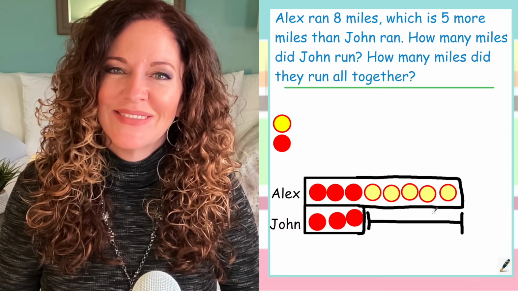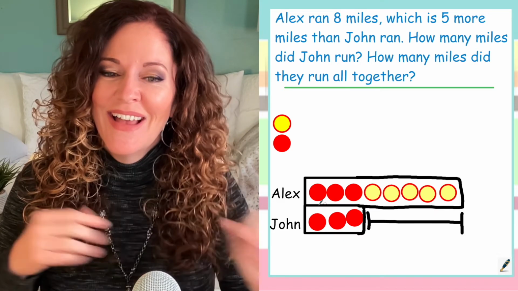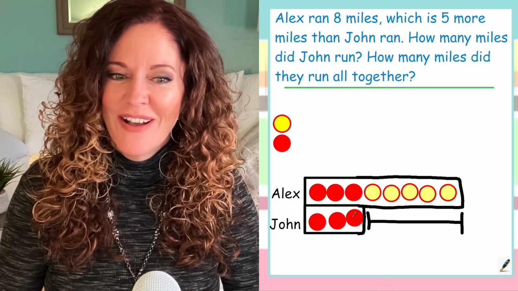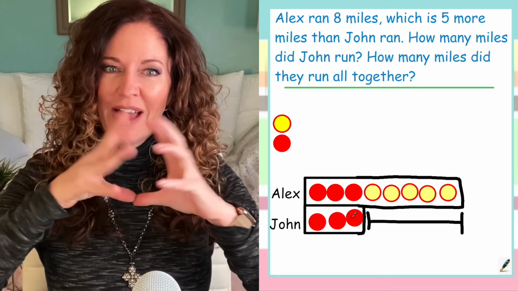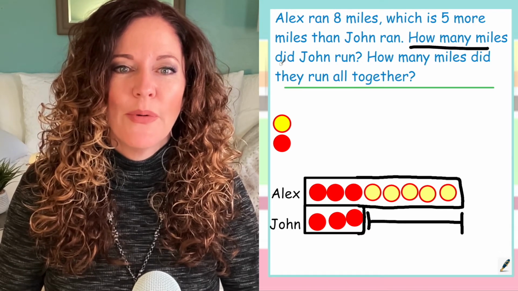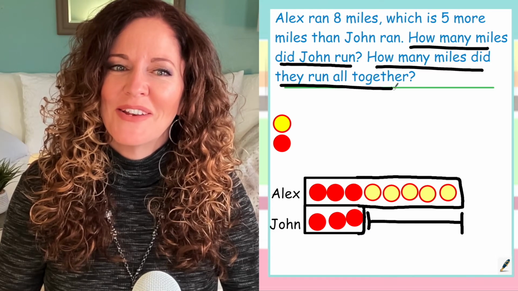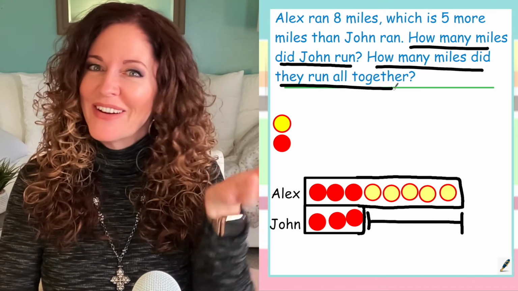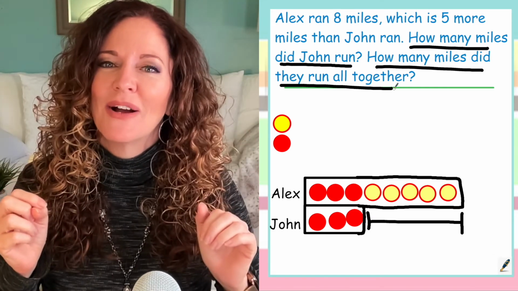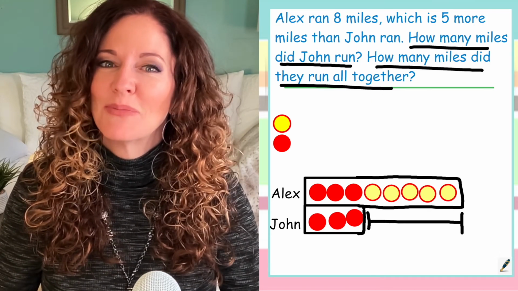Does everybody see that? How would I know how many miles they ran all together? I would need to put Alex's 1, 2, 3, 4, 5, 6, 7, 8 with John's 3 and say all together they ran 11 miles. Notice that first problem that we answered was comparing. And in that second problem, we didn't compare anymore. Do you know what we were doing? If we're putting together what Alex ran and what John ran, that second question was actually a part-whole question. Do you notice that? We're just putting numbers together.